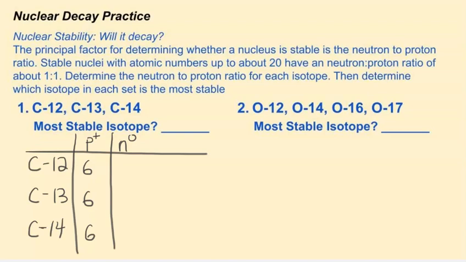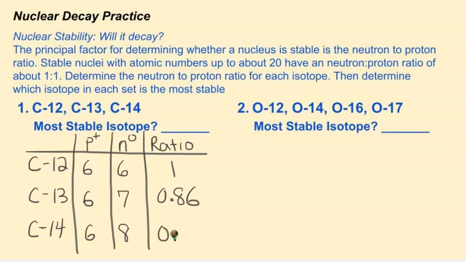So 6 protons, carbon-12, that would mean that carbon-12 has 6 neutrons. Carbon-13 would have 7 neutrons, and carbon-14 would have 8 neutrons. And so if we divide these numbers out to find the ratio, we of course are going to get a ratio of 1 for carbon-12, and then I do need a calculator for carbon-13. 6 divided by 7 gives me 0.86, and then for carbon-14, 6 divided by 8 gives me a ratio of 0.75.